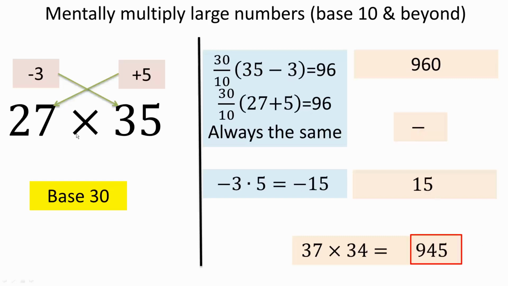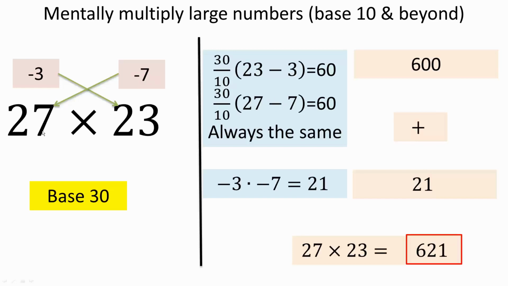Now we'll do 27 times 35. So how much bigger, how much less is 27 compared to 30? Minus 3. How much bigger, how much less is 35 compared to 30? Plus 5. So 35 minus 3 is 32. 32 times 3 is 96. Times 10, 960. Negative 3 times 5 is negative 15. So put a 15 here and put a minus sign here. 960 minus 15 is 945.